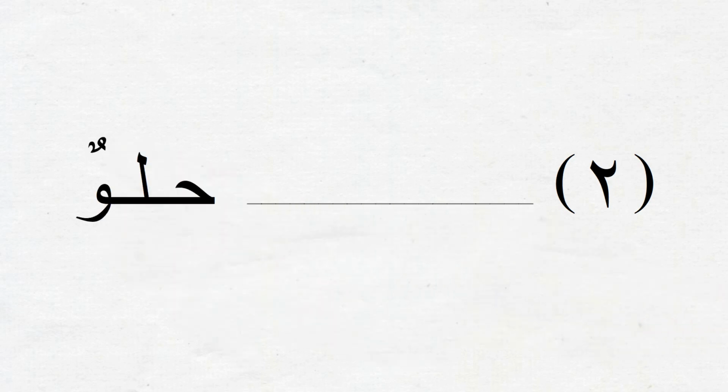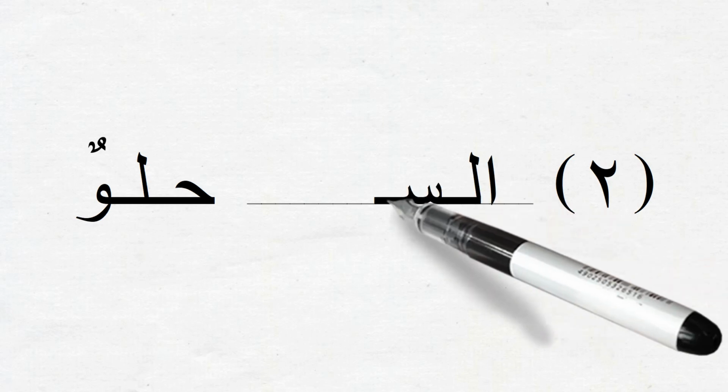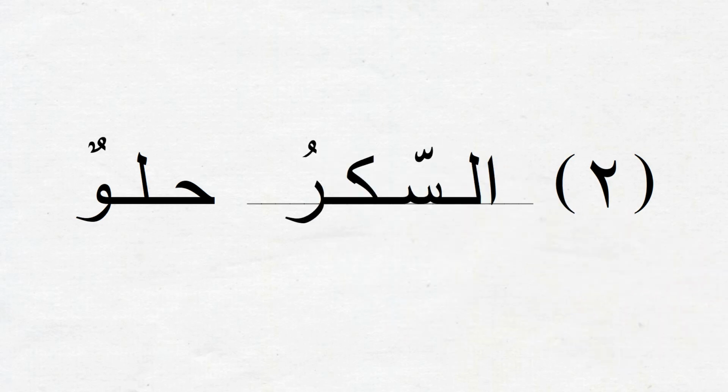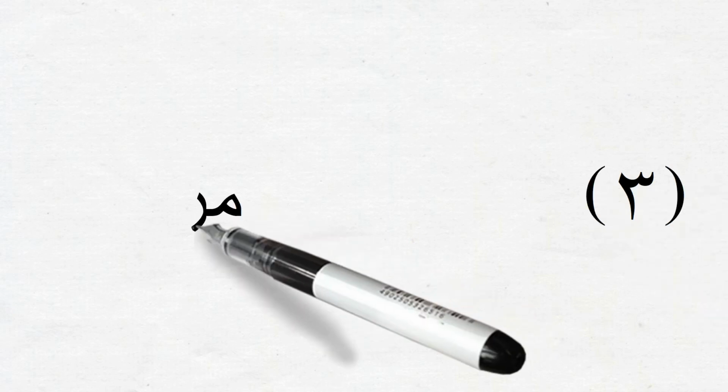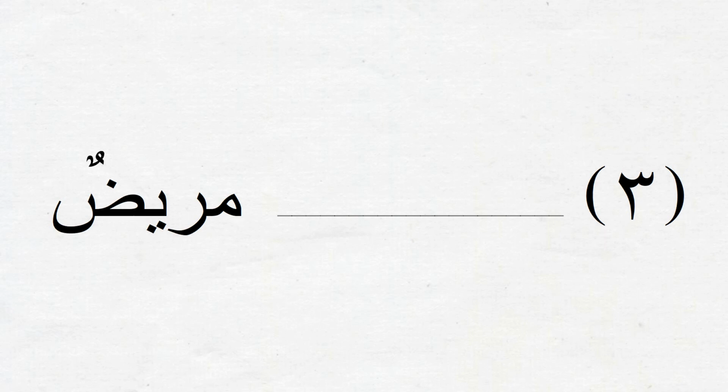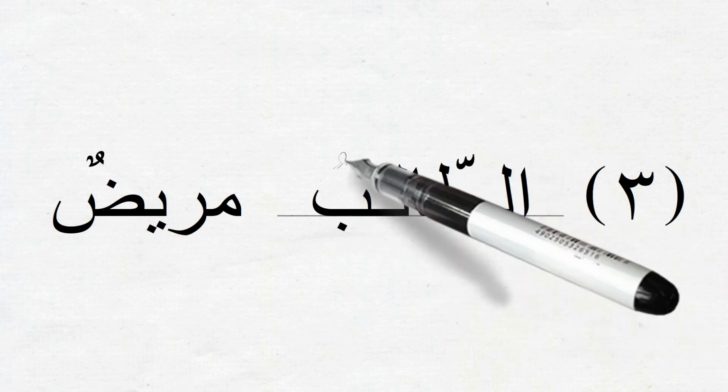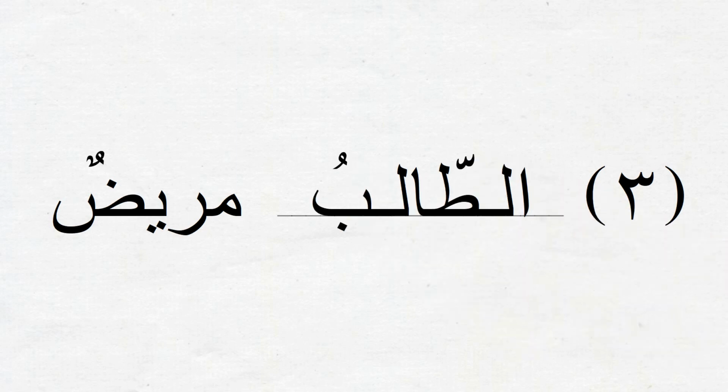The second sentence, we are given hulwun as khabar, which means sweet. What can be sweet? As-sukkaru, right? Let's put as-sukkaru for the mubtada of this jumlah. As-sukkaru hulwun, the sugar is sweet. The third sentence, we are given maridun, which means sick. Who can be sick? At-talibu or al-mudarrisu and many more, right? Let's put at-talibu here with shadda on top of ta because it is the Shamsiyya letter. At-talibu maridun. The student is sick.